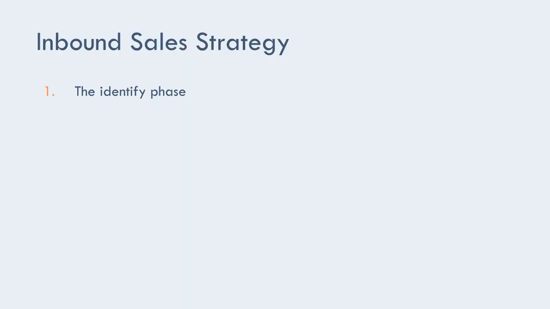First, the identify phase, where you identify potential buyers who may have a goal or challenge you can help with. These potential buyers become leads. Second, the connect phase, where you connect with leads to help them decide whether they should prioritize the goal or challenge. If a lead decides to prioritize the goal or challenge, they become a qualified lead.